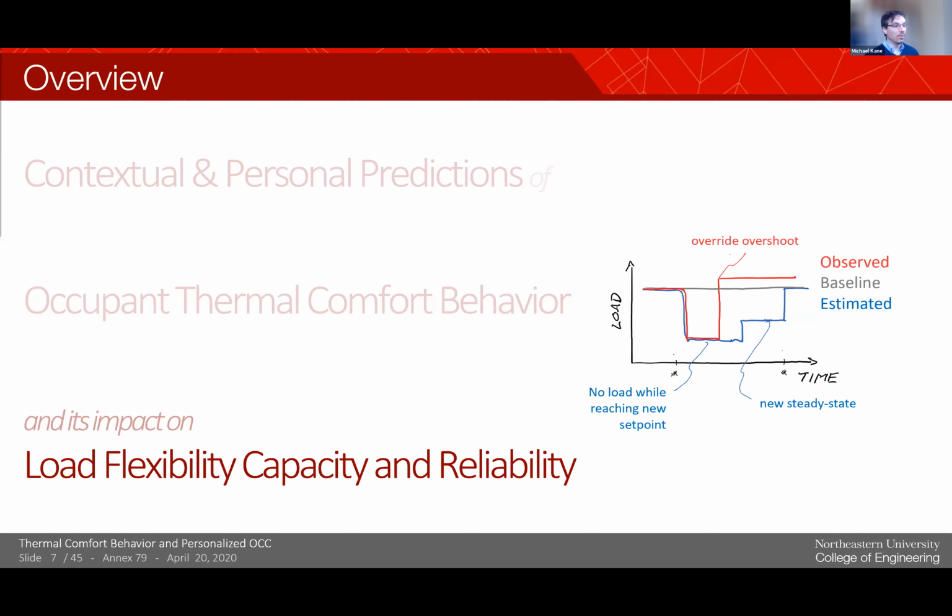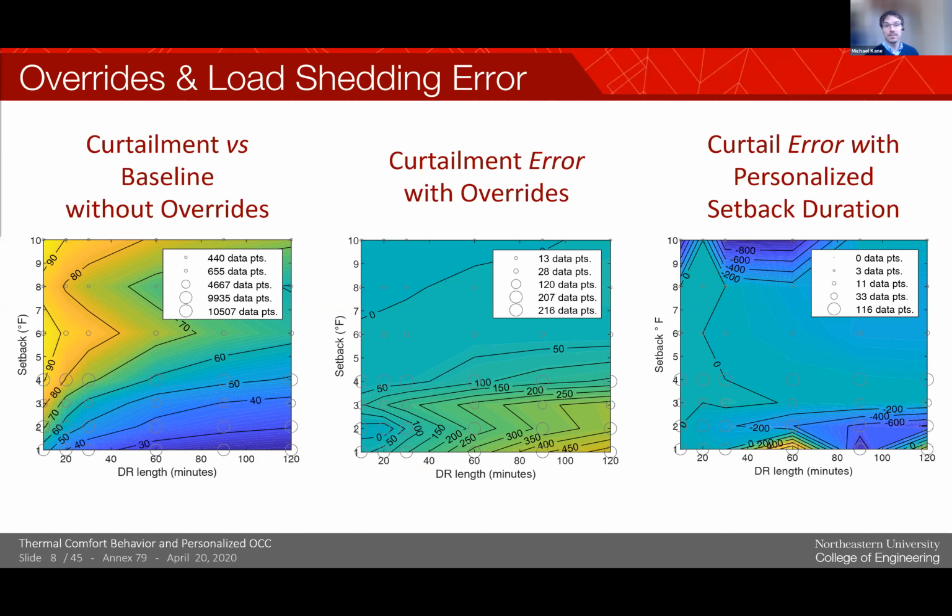Currently we use the same demand response schedules for the entire population. If we don't consider overrides at all, we modeled this figure on the left here that shows, for a given setback and a given setback duration, what level of curtailment. But if we then include the overrides, we get errors of over 100%. These errors can be reduced by using these personalized setback durations driven by the predictive model.